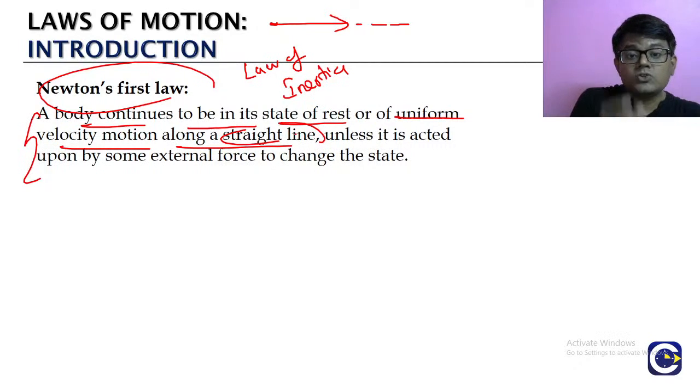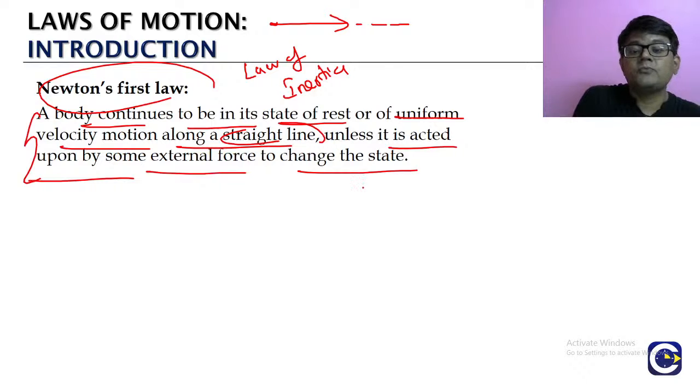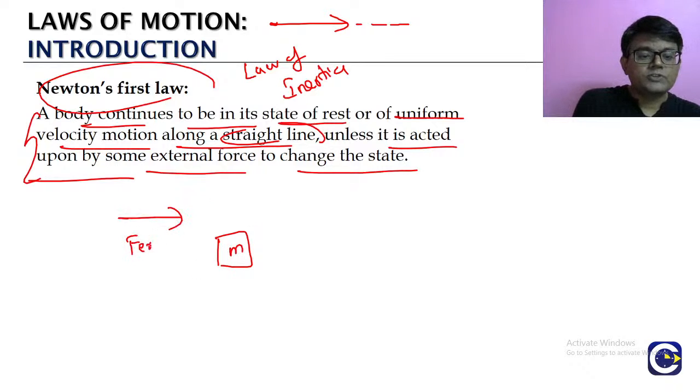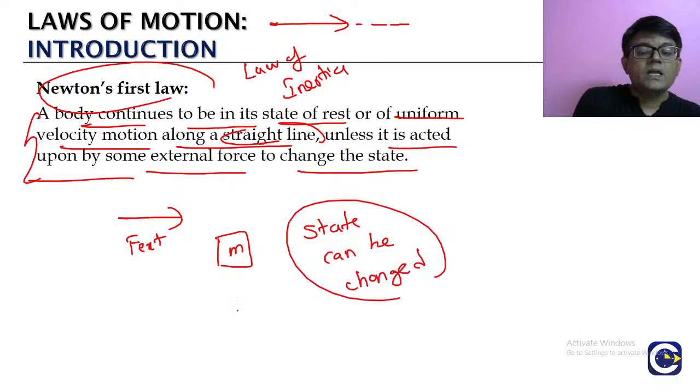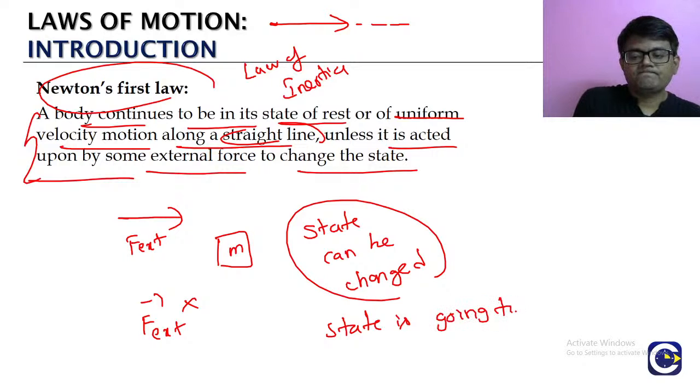A body continues to be in the state of rest or in the state of uniform velocity motion in a straight line unless it is acted upon by some external force to change the state. If a body of mass m is there and there is an external force, its state can be changed. But if there is no external force, its state is going to remain the same. This is the concept of Newton's first law.